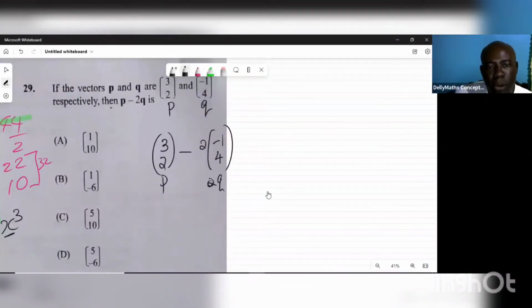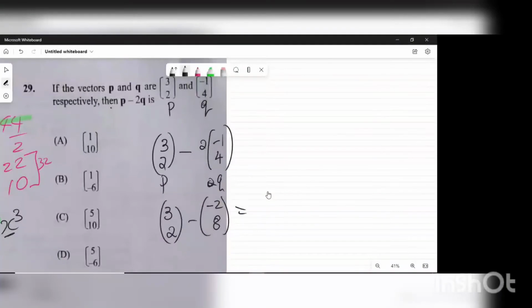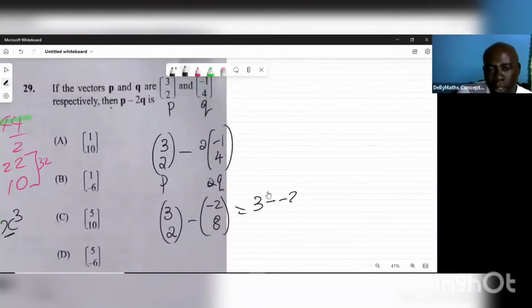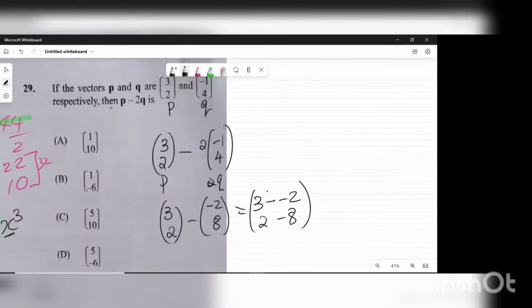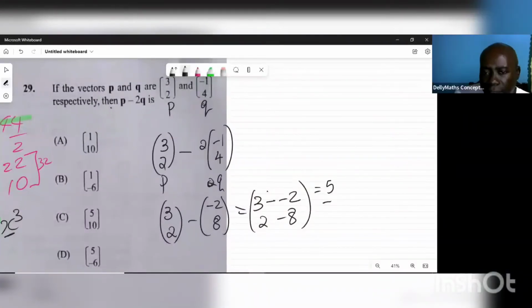Let's break it down. So we're talking about 3, 2 minus what? 2 inside of that is negative 2. 2 times the 4, that's 8. So we're looking at 3 minus minus 2, and then 2 minus 8. Be careful. We're looking at 5. Hold on. That's 5, negative 6. Okay, that's there. Yeah, I see it. So we're looking at 5, negative 6, and it is right here.